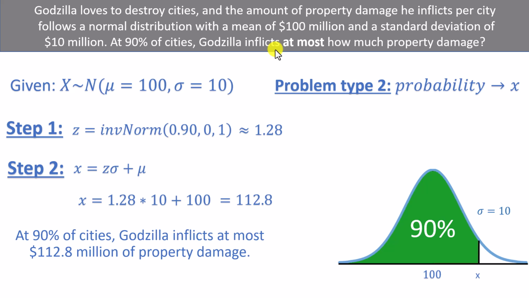Well, if they say only 10% of the time he inflicts more, they're actually describing the right tail. But you still would be using the 90% in your calculator because you always have to worry about the area to the left. So my point here is sometimes they're describing the area to the left, like in this problem, but in other cases they might be describing the area to the right, and then you'll have to use that complement idea, right? If they gave you the 10%, you'd actually still have to use the 90% in the function.